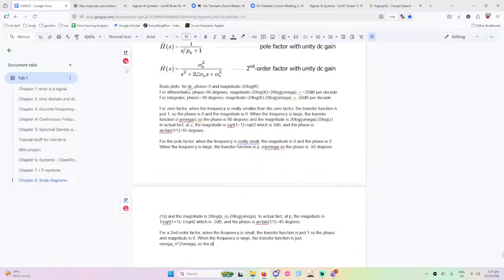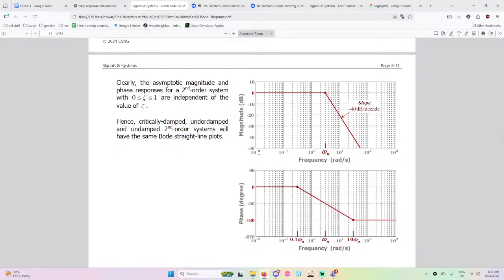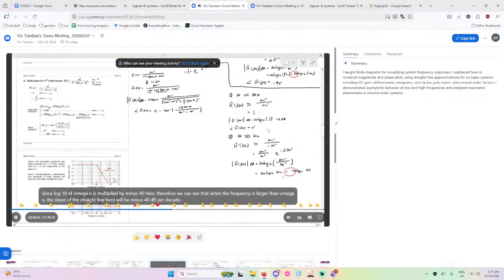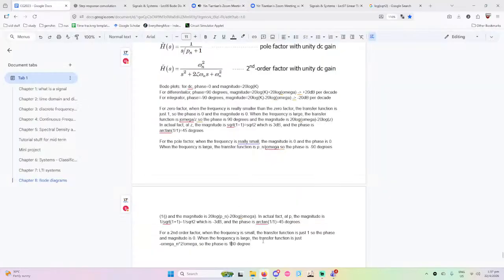Therefore, the magnitude of H(j omega) in dB will be equal to 20 times log 10 of omega n squared divided by omega squared. And it is equal to 40 times log 10 of omega n minus 40 times log 10 of omega. Since log 10 of omega is multiplied by minus 40 here, we can see that when the frequency is larger than omega n, the slope of the straight line here will be minus 40 dB per decade. The coefficient here corresponds to the slope of the straight line.